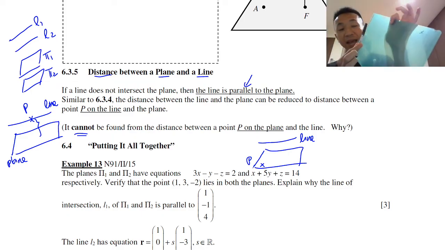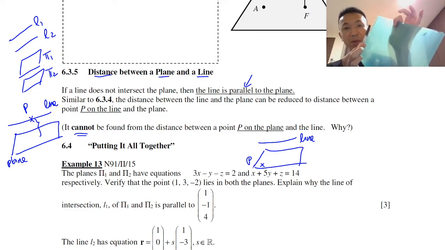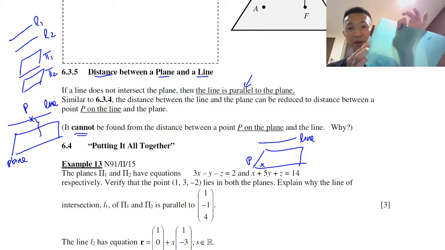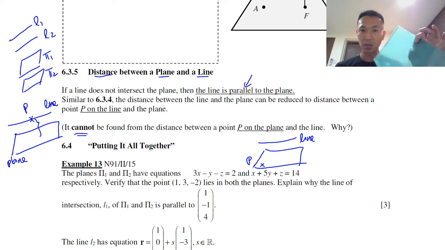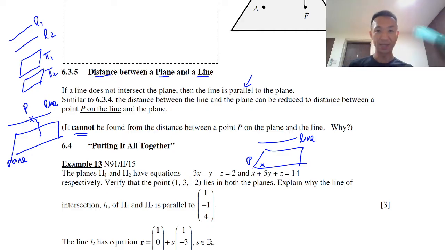This is on the plane. X is still on the plane, and the line is parallel to the plane. The line is not intersecting. If I take any random point there, the distance between that point and this line is so far, it's not the distance between the line and the plane. The line and the plane is just this short distance. So we cannot just take any random point on the plane. Back to the screen, it must be a point on the line.